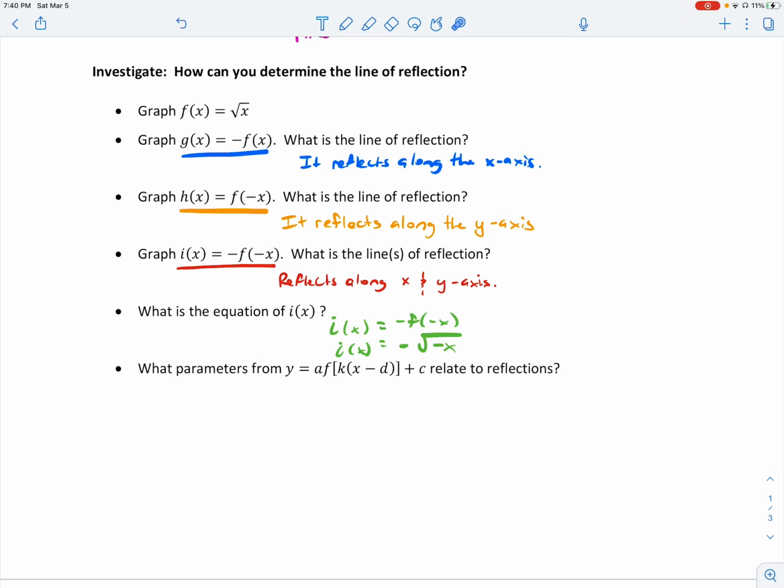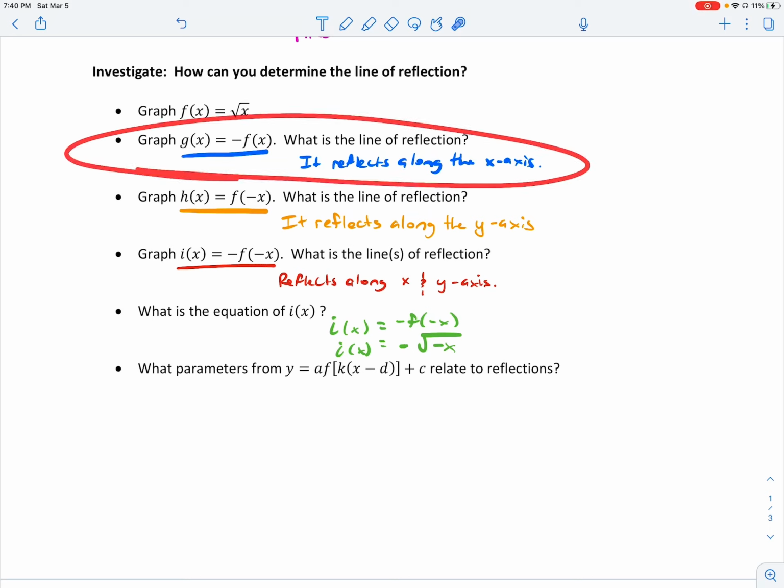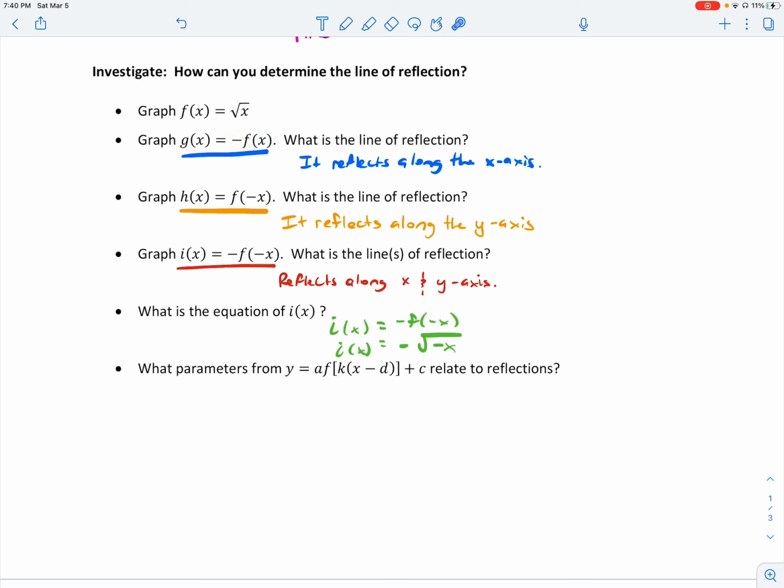All right, what parameters from y equals a f of k x minus d plus c relate to reflections? Well, if you notice here, the reflection along the x-axis, that's this one here, we have a negative in front of the function. So it looks like it would tie in with the a value because that's in front of the f in here. On the second type, when we reflect along the y-axis, we have a negative x instead of x. So that negative in front of the x looks like it would correspond with the k value. So we can just say a and k relate to reflections. Okay, that's the kind of transformation they relate with. So if a is -1 or if k is -1, then the functions will reflect.